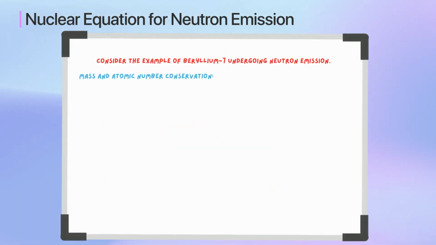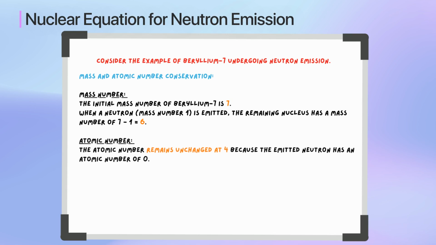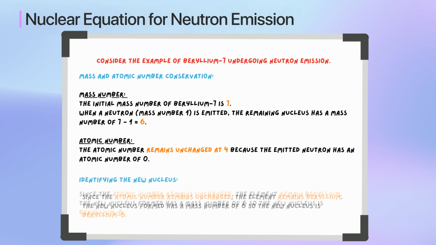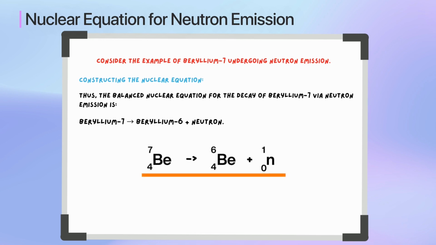Next, we consider the mass and atomic number conservation. The initial mass number of beryllium-7 is 7. When a neutron, which has a mass number of 1, is emitted, the remaining nucleus has a mass number of 7 minus 1, which is 6. The atomic number remains unchanged at 4 because the emitted neutron has an atomic number of 0. From this, we can identify the new nucleus. Since the atomic number remains unchanged, the element remains as beryllium. The new nucleus formed has a mass number of 6, so the new nucleus is beryllium-6. Thus, the balanced nuclear equation for the decay of beryllium-7 via neutron emission is Be-7 becomes Be-6 plus a neutron.